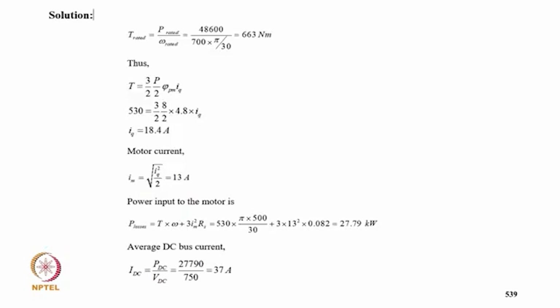So the solution is: starting torque required is 5 times the rated torque. The rated torque is P rated upon omega, 3663 Newton meter. So thus typically T equal to, putting the value, IQ comes to 18.4. Motor current is IM equal to IQ by root 2, that is 13 ampere. And power input is the motor power plus losses, P loss into omega plus 3 IM square R, so it comes to 27.7 kilowatt. Average DC current is PDC upon VDC, it comes to 37 ampere.